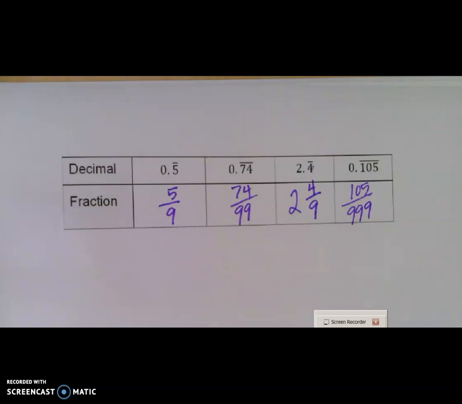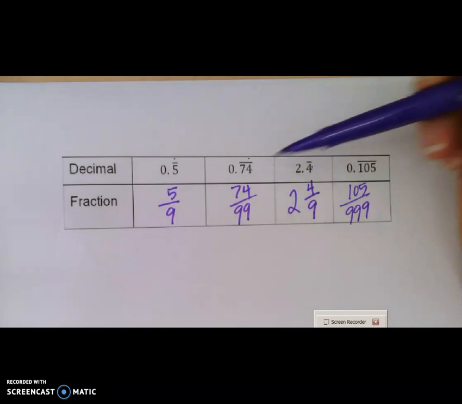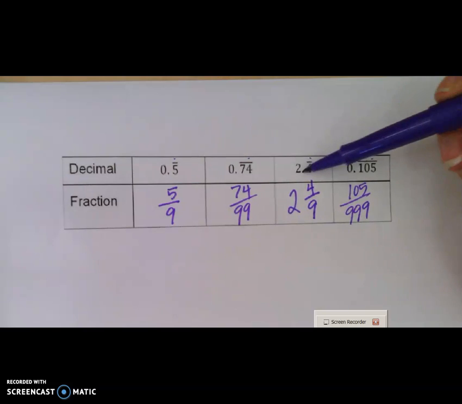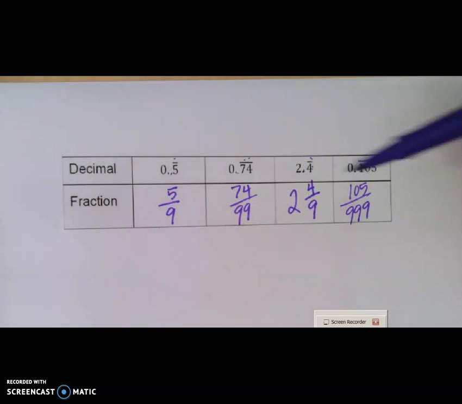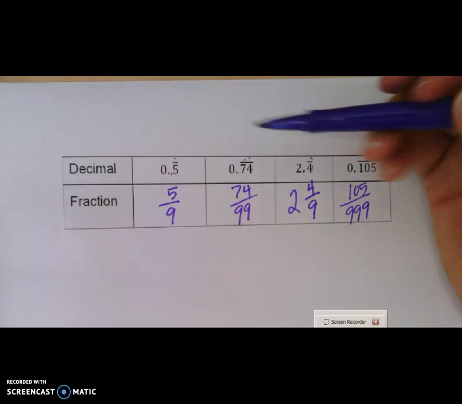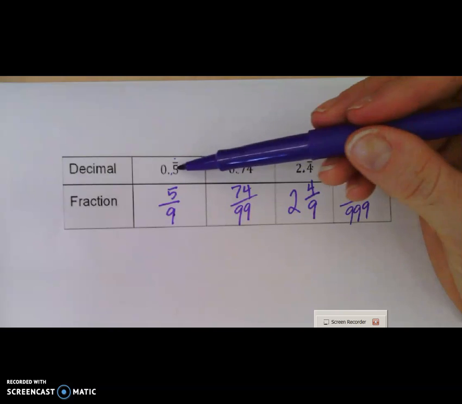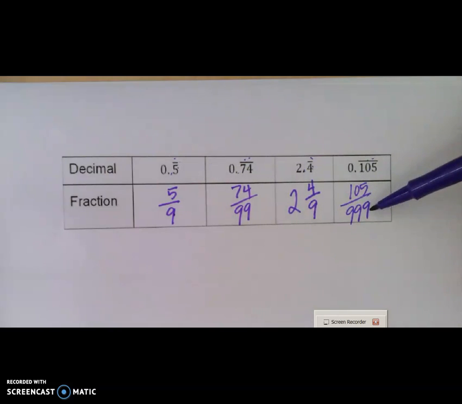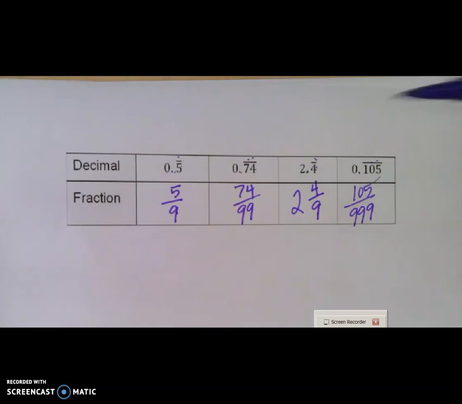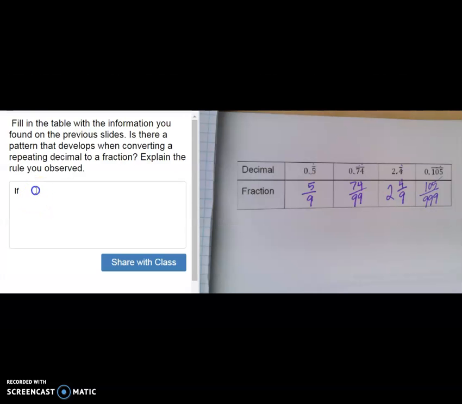I think I do. Here we had, if you have all the digits after the decimal point repeating, the number of 9s in the denominator are the number of digits that are being repeated, and the numerator is just the numbers that are being repeated. Amazing. What a cool trick. Okay, so let's fill in this rule. It says fill in the table with the information you found in previous slides. Is there a pattern that develops when converting a repeating decimal into a fraction?